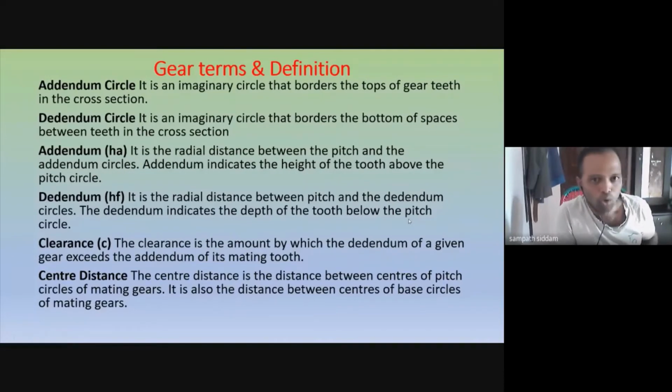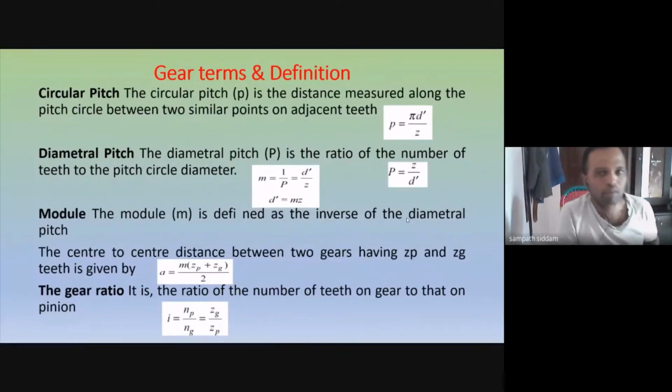Okay, hope this definition is clear to you. Next we move on to another important definition related to that. We call it circular pitch. Circular pitch is the distance measured along the pitch circle between two similar points of adjacent teeth.